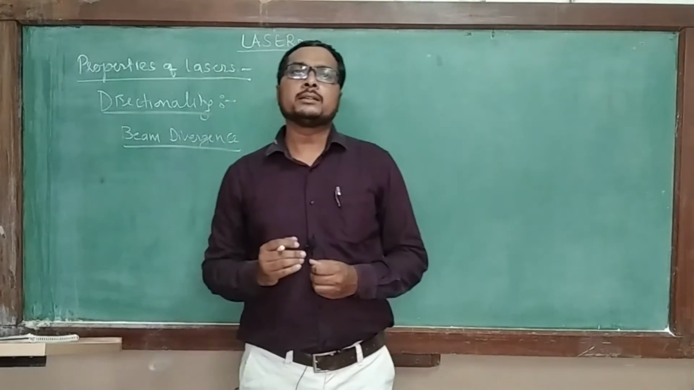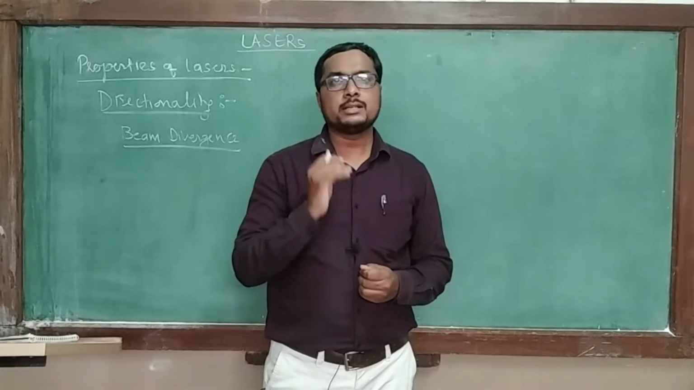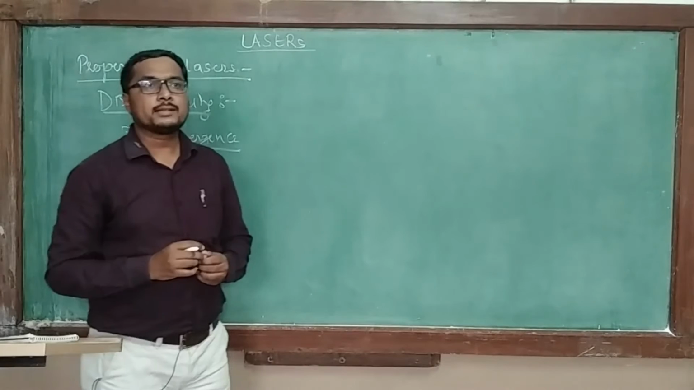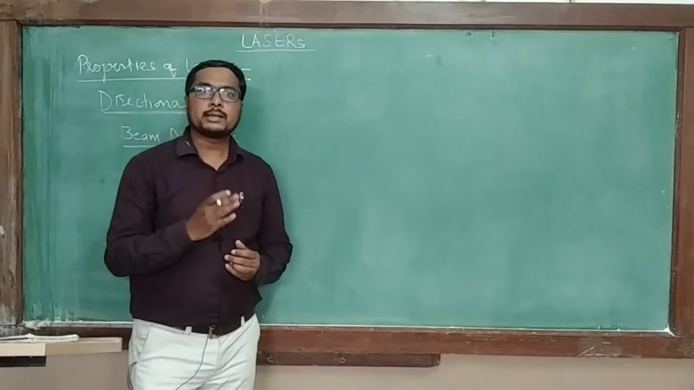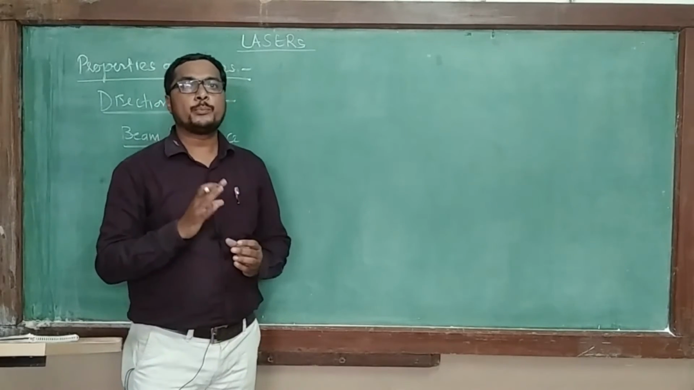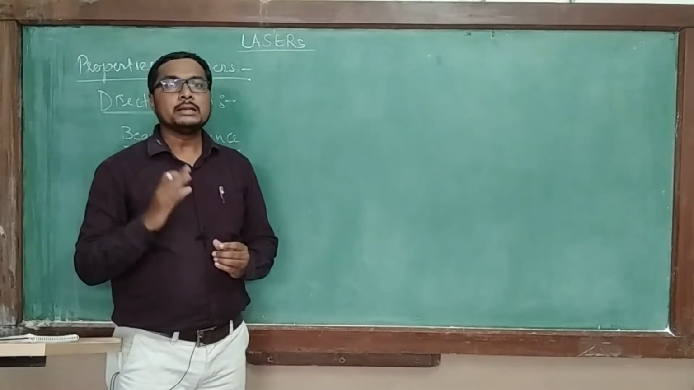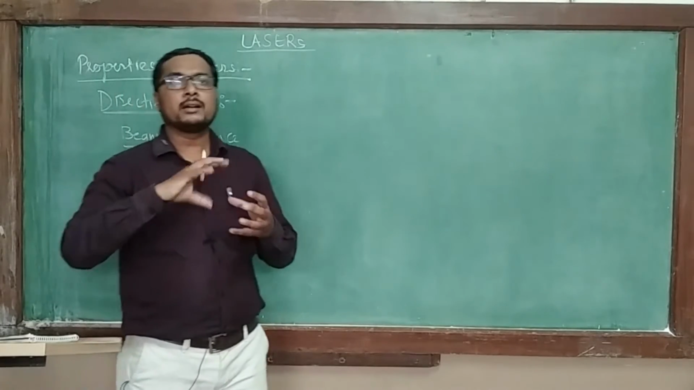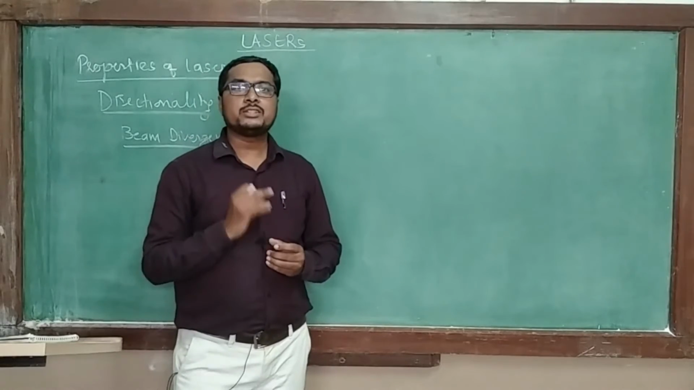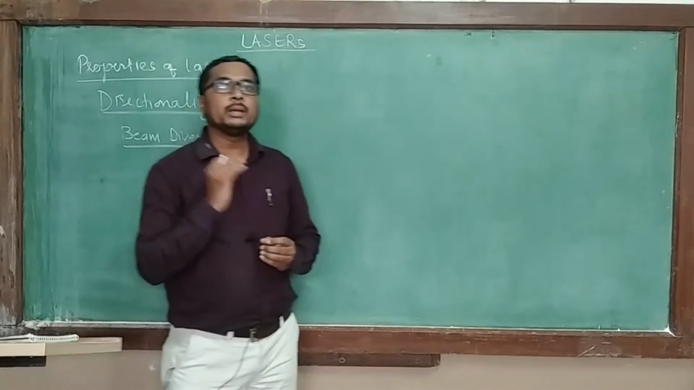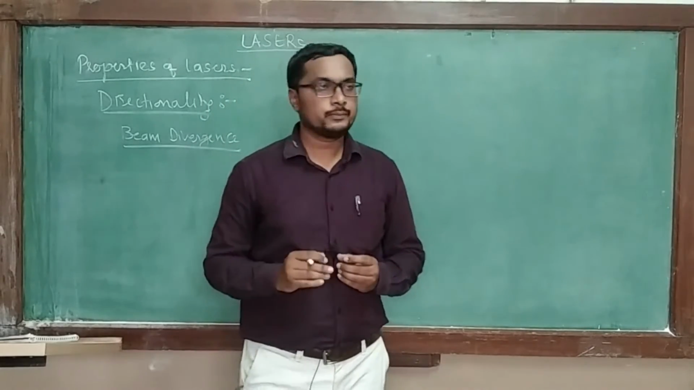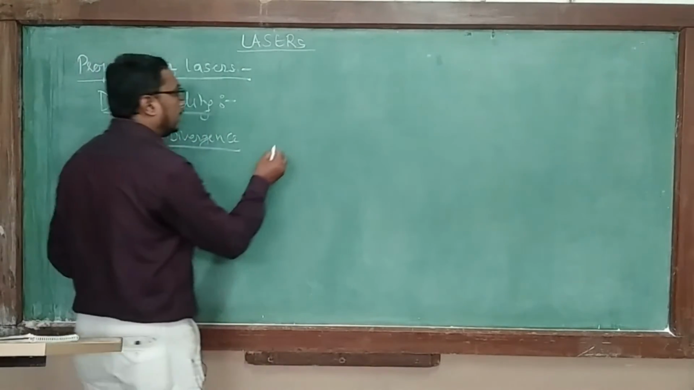Light from the laser diverges very little, and when the light comes out from the laser and travels some distance, it is almost parallel up to a certain distance. So it is a parallel bundle of light up to a certain distance, and that distance up to which the laser beam is parallel is called the Rayleigh range.